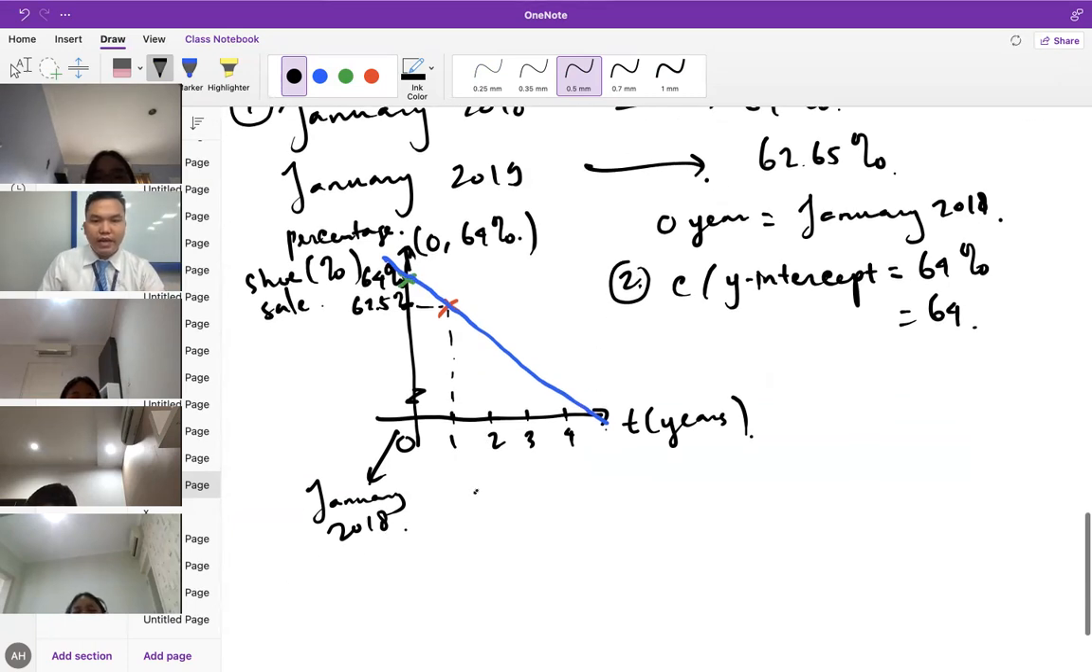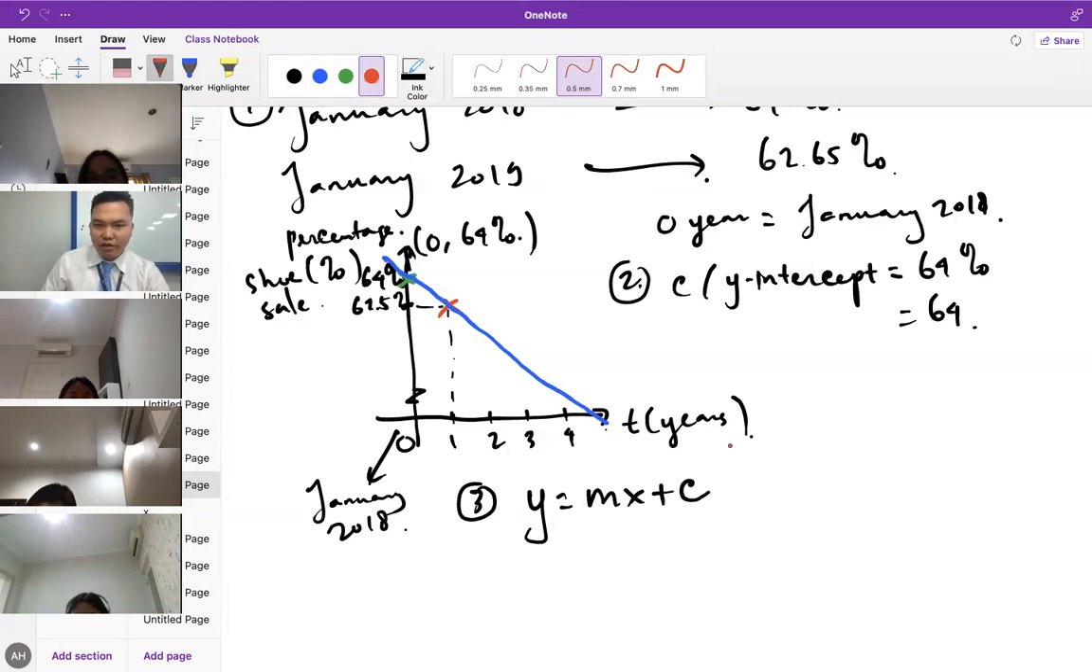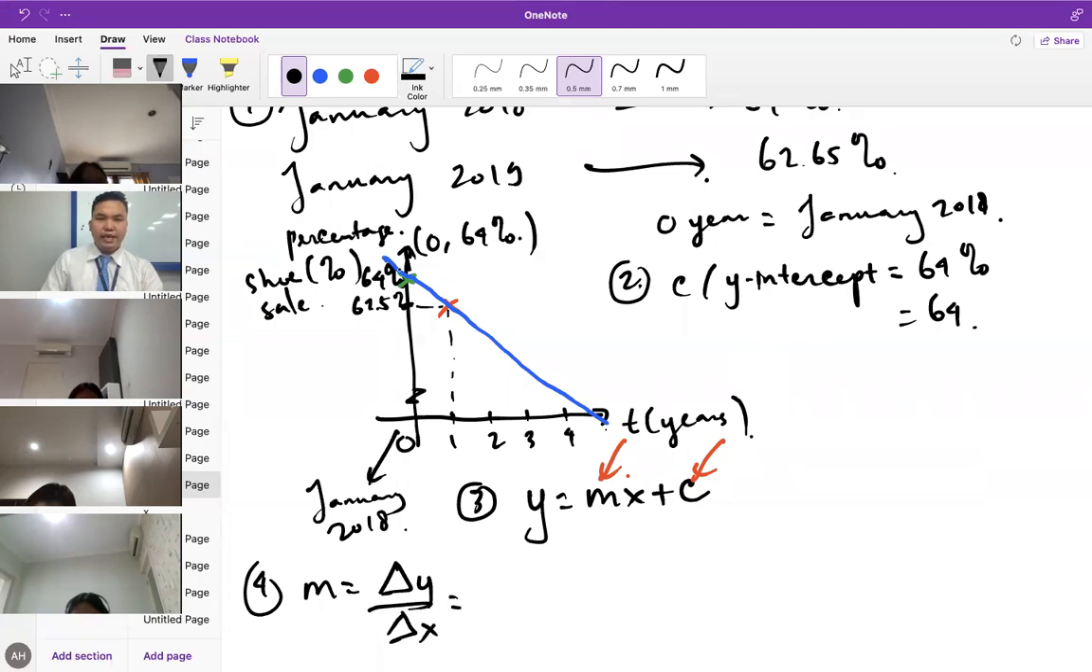Okay, and then the equation of line is y is equal to mx plus c. We already know the value of the y-intercept. Our job now is to find the gradient. Gradient is equal to delta y over delta x. In this case, our delta y is about percentages. So I should say y2 minus y1 over x2 minus x1.